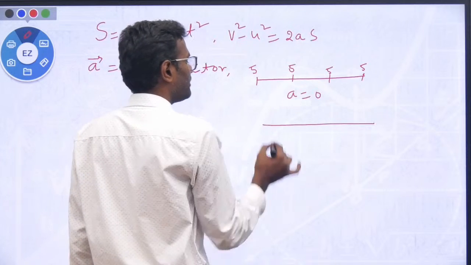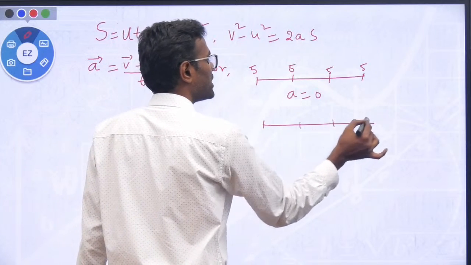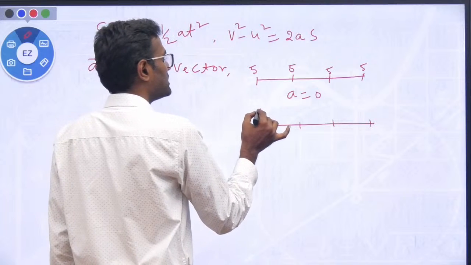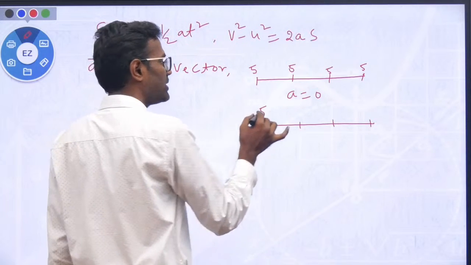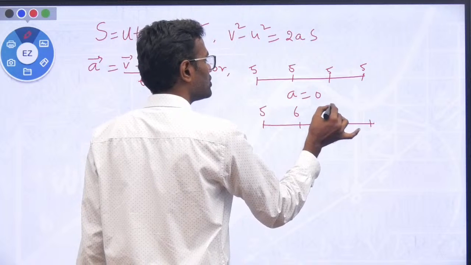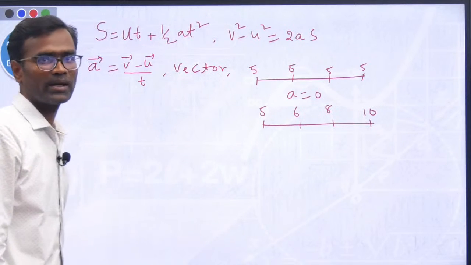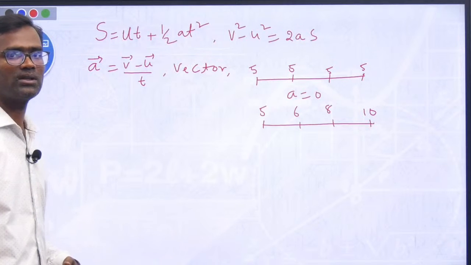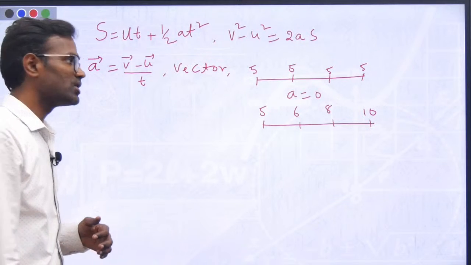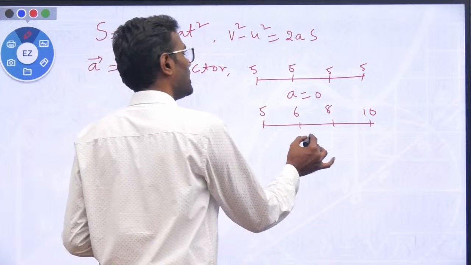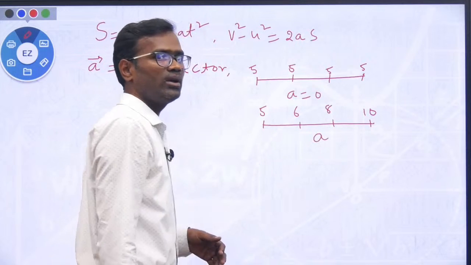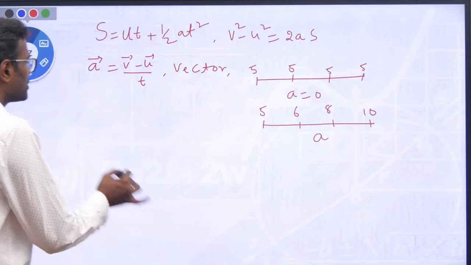Now the same particle, same straight line, but with a change in velocity. The speed increases from 5 to 6, 6 to 8, 8 to 10. Then we can say this is an accelerating body, with increasing velocity. So in this case the body is said to be accelerated. So, next point.